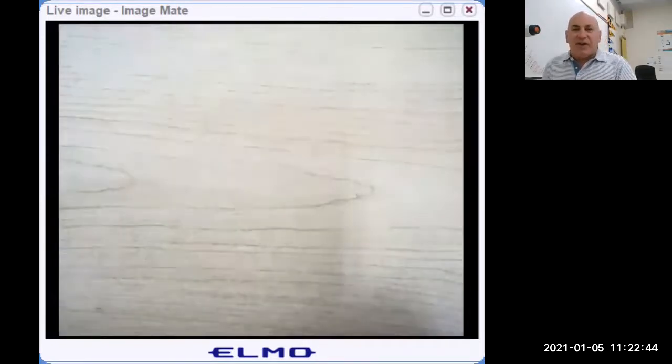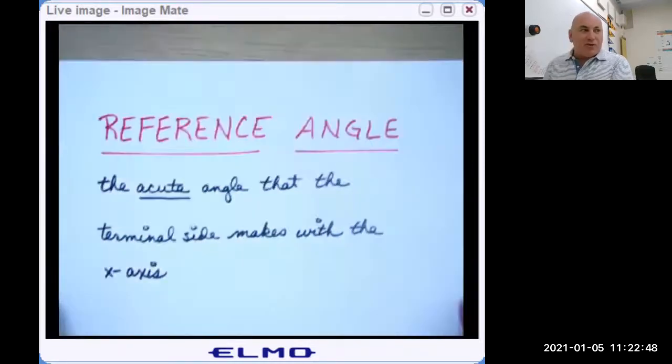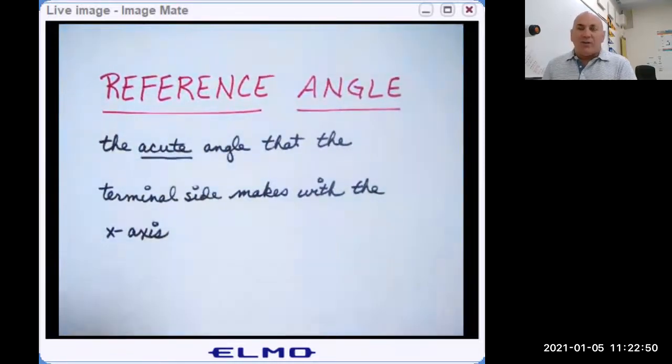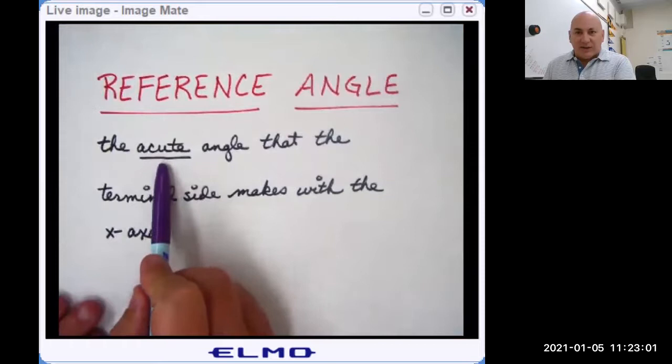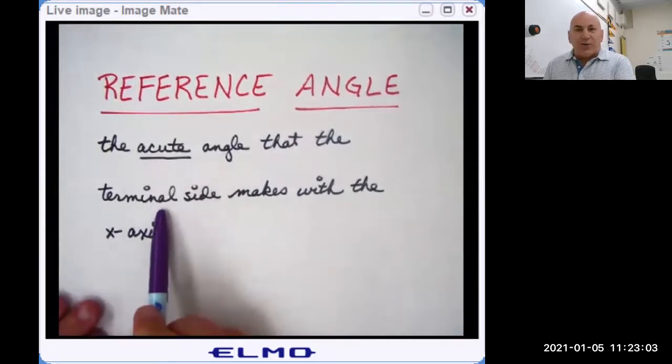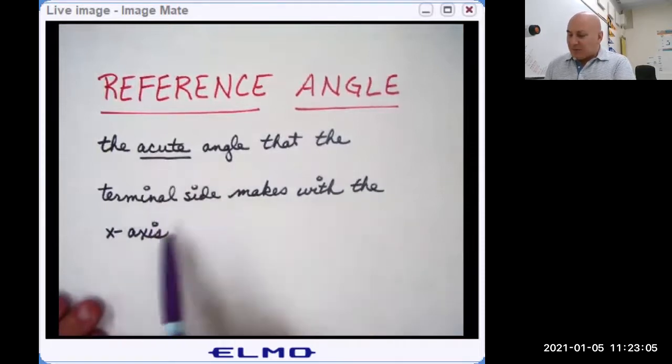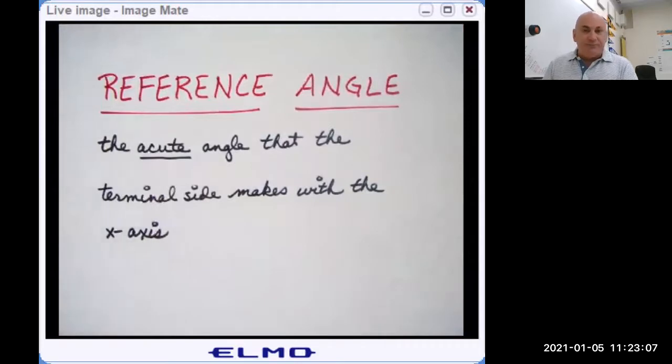This is a very important concept. Write this down. Make sure you understand it. We're going to be using this for a long, long time in this course. The idea of a reference angle. A reference angle is an acute angle that the terminal side of an angle makes with the x-axis. Make sure that you get that definition. Now let's take a look at what it means.